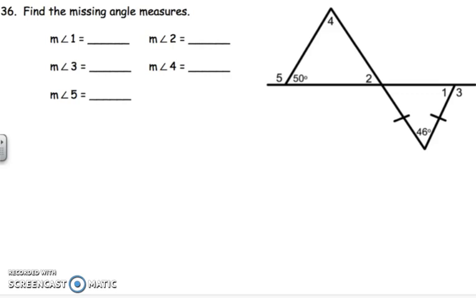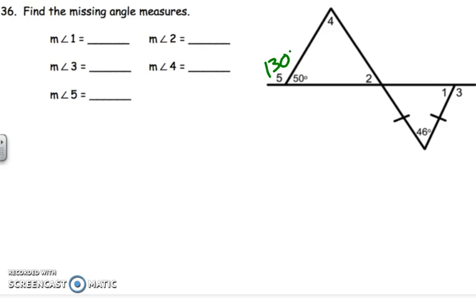Number 36, find the missing angle measures. All right, let's do the easy one first. We see that angle 5 and 50 degrees form a linear pair. They're supplementary. They're going to add up to 180 degrees. So we're going to take 180, subtract 50 from that, and our measure of angle 5 is going to be 130 degrees.